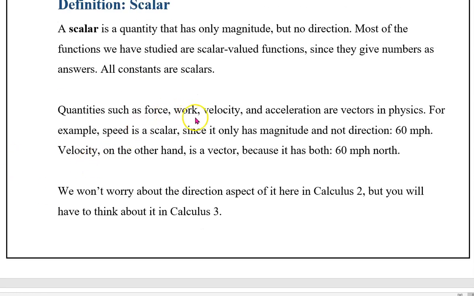Quantities such as force, work, velocity, acceleration, and position are vectors in physics and in mathematics. We're not going to worry too much about the direction aspect of it here in Calculus 2, but in Calculus 3, it forms a core part of what we study.